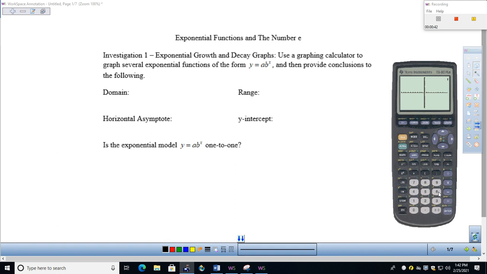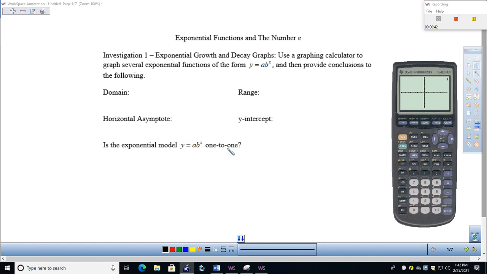So a couple things to keep in mind as you do look at these graphs and try to form some conclusions. And by the way, as I do have that graph up, let me go over a couple of these characteristics that we want to look at. So I want you to think about domain, I want you to think about range, horizontal asymptote, the y-intercept, and then this is a good question as well. Is the function, excuse me, 1-to-1?